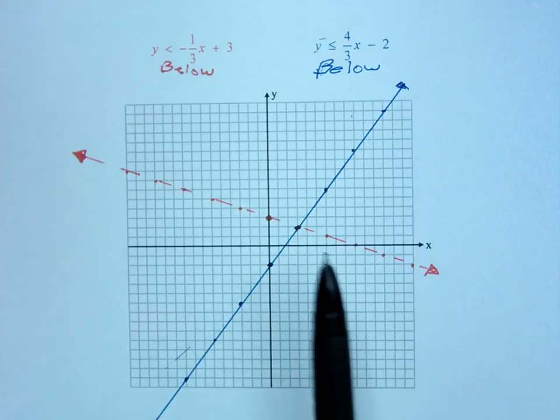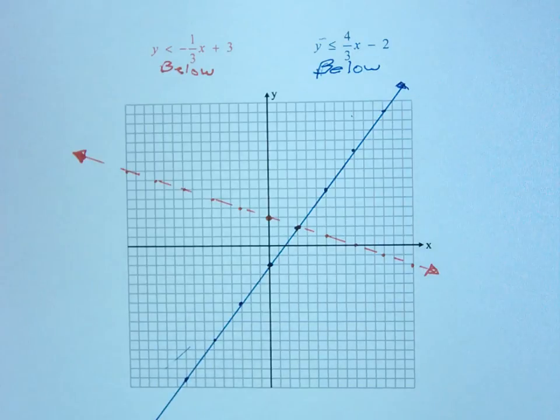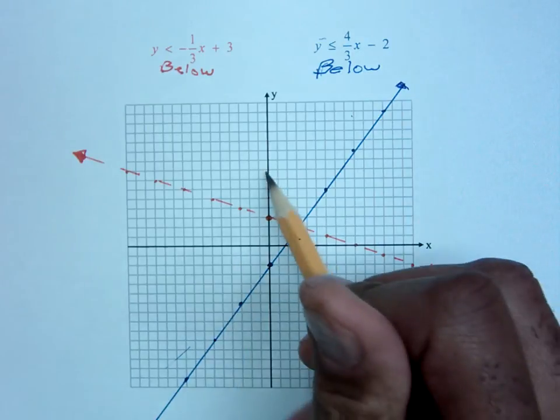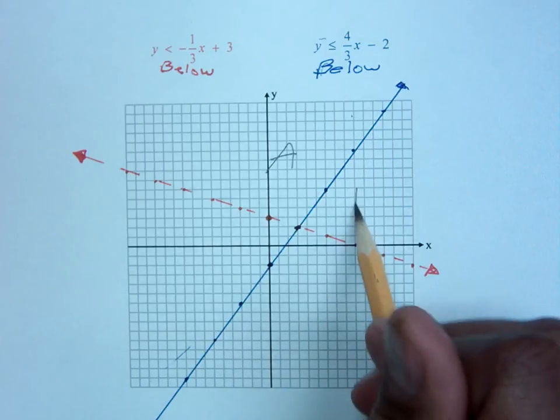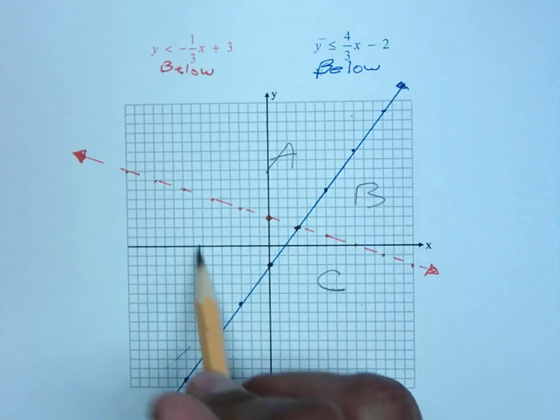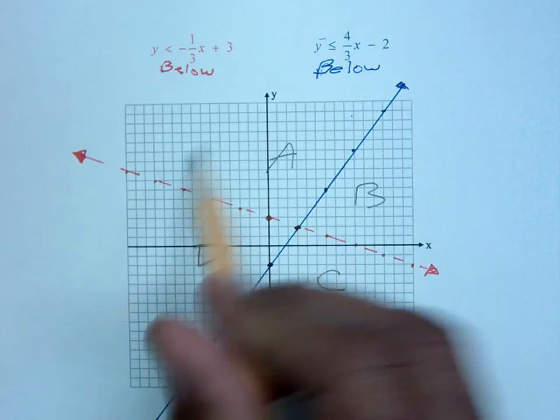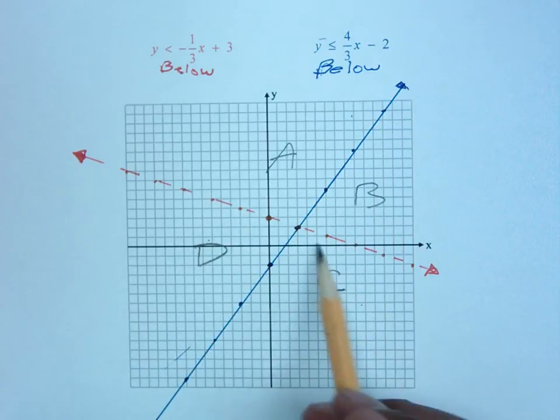But now we've broken up our plane into 4 regions. I'm going to label them. You could use any letters, but I'm going to use the letters A, B, C, and D. This region is region A, all of this in here. This is B. Everything in here will be C and D.